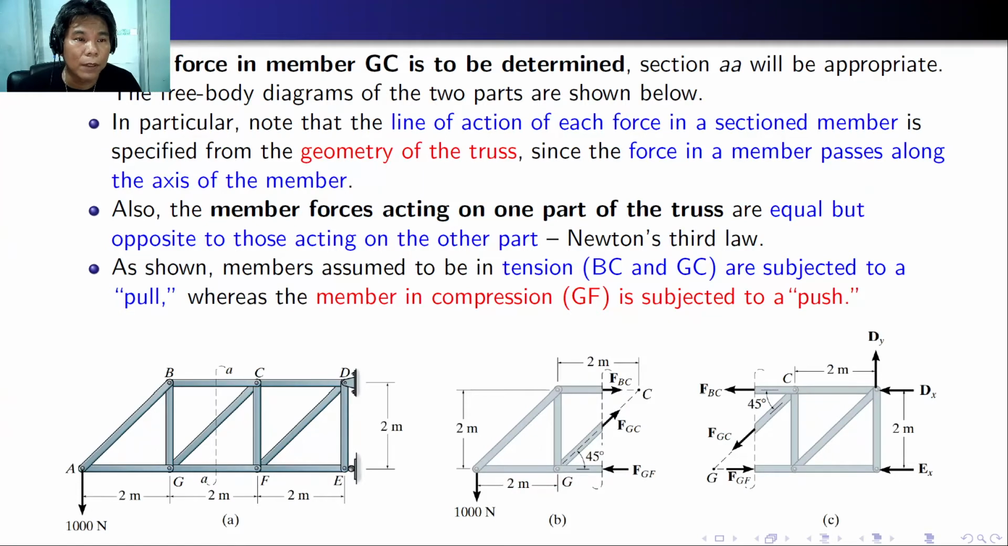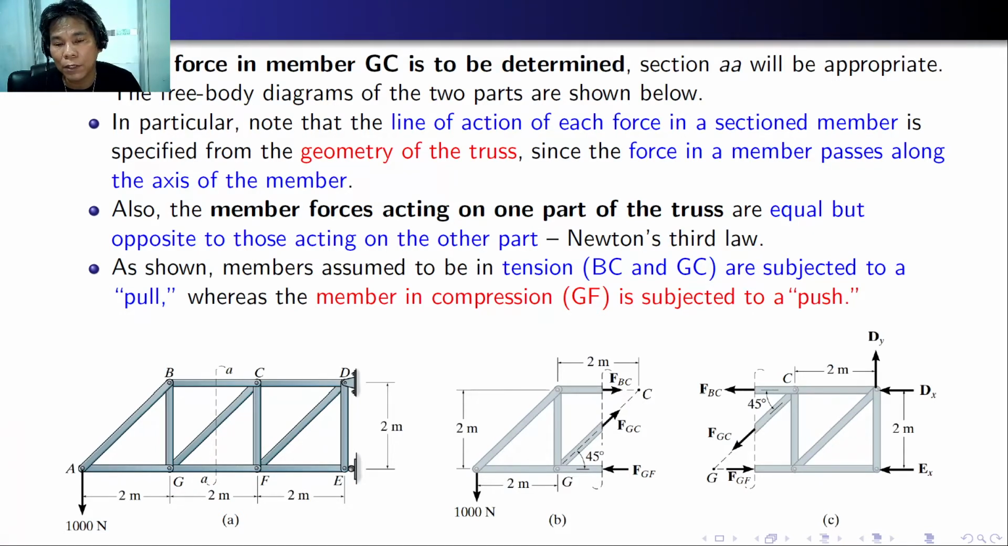As an example, if the force in member GC of the truss below is to be determined, the section AE will be appropriate. So we cut the section from the top, from BC to GC to GF. The free-body diagrams of the two parts are shown on the right. In particular, note that the line of action of each force in a section member is specified from the geometry of the truss.